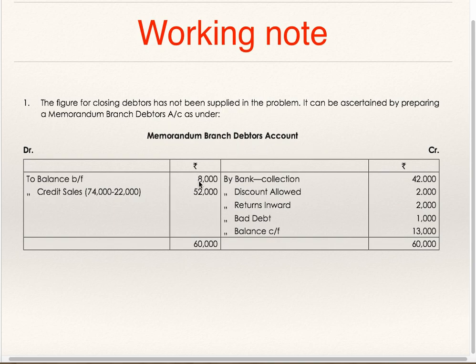Memorandum branch debtors account: balance brought down, opening balance, credit sales 52,000. Total sales minus cash sales will be credit sales. Collection, discount allowed, return inward, bad debts, balance carried down 13,000. This will go to branch account as by balance carried down. Below that, stock and debtors. The debtors figure is 13,000.